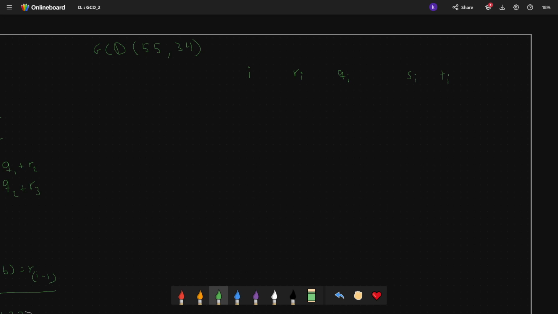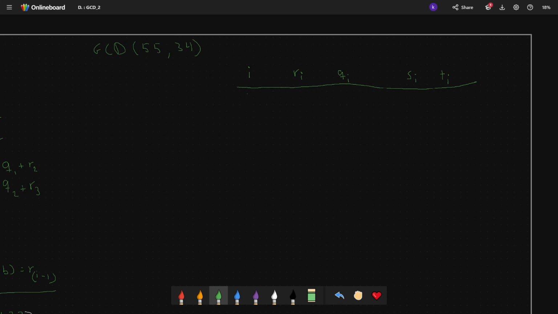These two variables, s i and t i, you don't have to worry about right now because we're not going to go over them. I'm just going to write it up here to show you that they will be included in the table in a following video. Let me just see if I can draw a straight line here. Well, good enough. So let's start here.